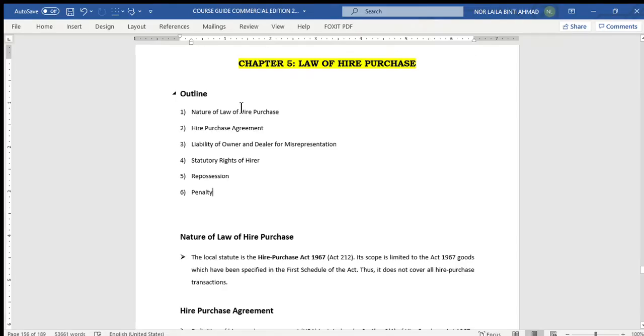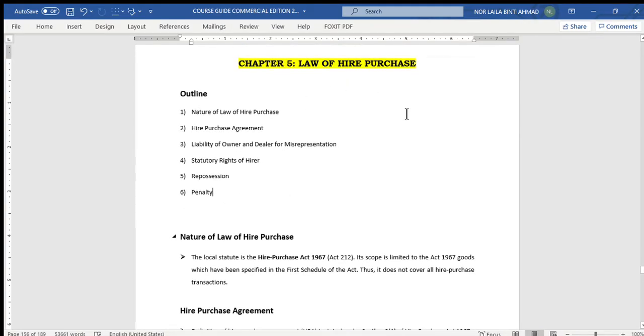First, we will start with the introduction to law of hire purchase, followed by the hire purchase agreements in terms of its formalities, okay, and then the liability of owner and dealer for misrepresentation, statutory rights of hirer, repossessions, and penalty.